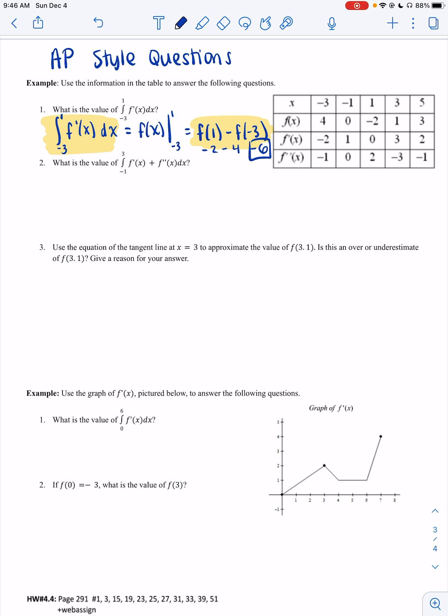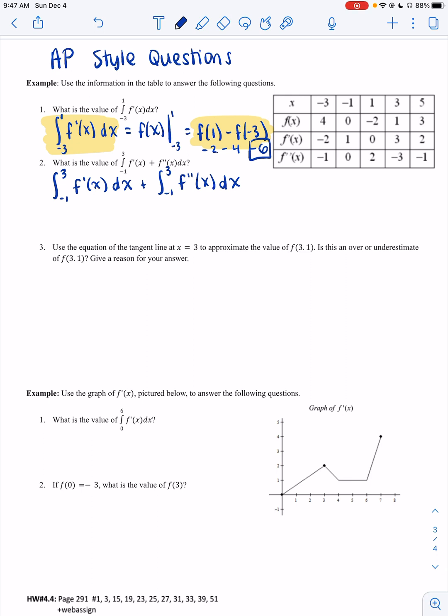Okay, you can do a similar process for the second one, but now you've got it in two pieces. You could think of it all together or separately. Maybe it's helpful for now if we break it up. So you can think about this as this plus this.